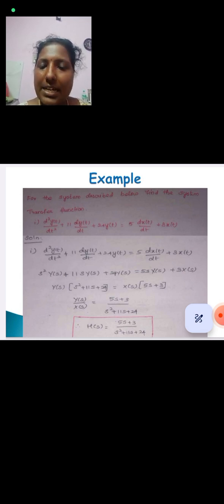Now, as I have already said, we know that the transfer function H of s is equal to Y of s by X of s. Cross multiplying it and making it into the term Y of s divided by X of s, we will be getting 5s plus 3 divided by s square plus 11s plus 24, which is the transfer function we needed.